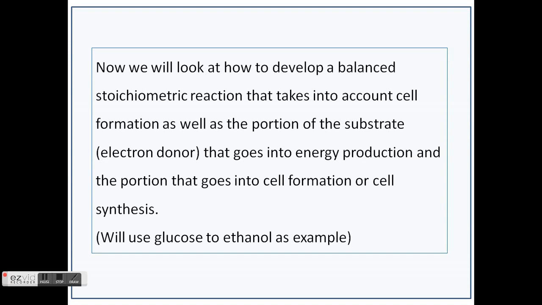Now let's look at how to develop a balanced stoichiometric reaction that takes into account the cell formation, as well as how many electrons go to produce energy and how many go to cell formation. I will still use glucose as an example. Glucose as our substrate. This reaction can be very complex, but using the half reaction method, converting glucose to ethanol will be our energy reaction. And then using part of the glucose to produce the cell will be the cell synthesis reaction.